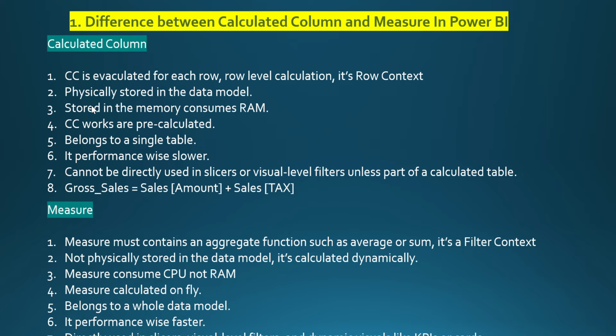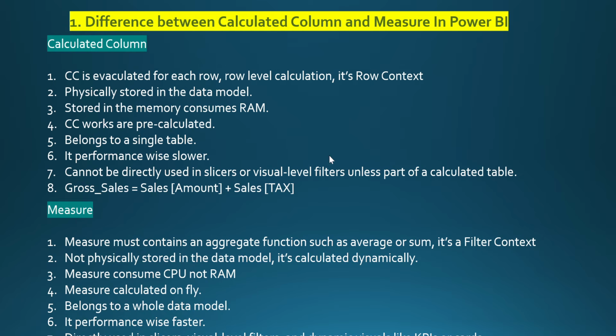Physically stored in the model means suppose we insert our data into Power BI Desktop. Once we do some analysis on some columns, using this calculated column, it is physically stored in the data model and we can see this column. When we do some calculations, it is stored in memory and consumes RAM. Calculated columns are pre-calculated. Firstly we calculate, and after that we use them in different types of visuals. A calculated column belongs to a single table. It is slower performance-wise. It cannot be directly used in slicers or visual level filters unless it is part of a calculated table.